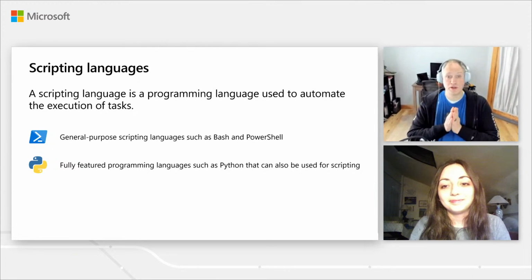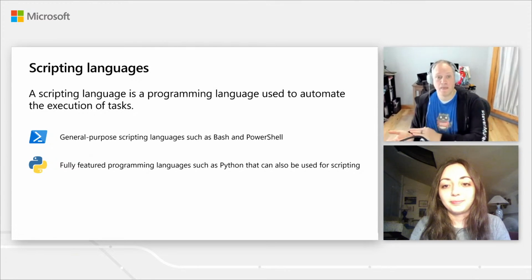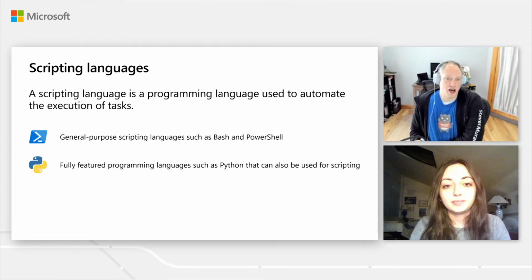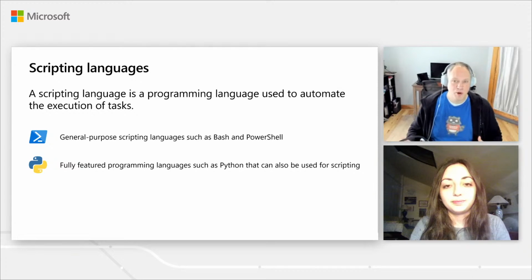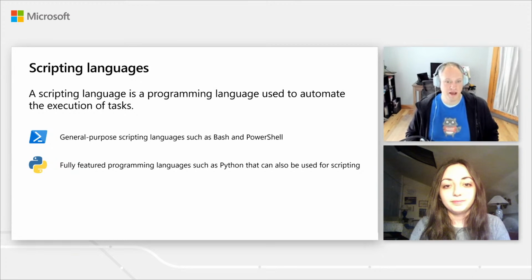So, let's get into what these scripting languages are. A scripting language is a programming language that's used to automate the execution of tasks. From the standpoint of an administrator whose goal is to automate activities involving cloud resources, scripting languages typically fall into two categories. General purpose scripting languages like Bash and PowerShell tend to be command shells that also have some scripting capability. And then there are fully featured programming languages like Python that we can use for scripting. The general purpose scripting languages offer abilities for branching, looping, and decision making, but they tend to rely on operating system level commands or commands from add-ons such as the cloud CLIs to do the bulk of the work.